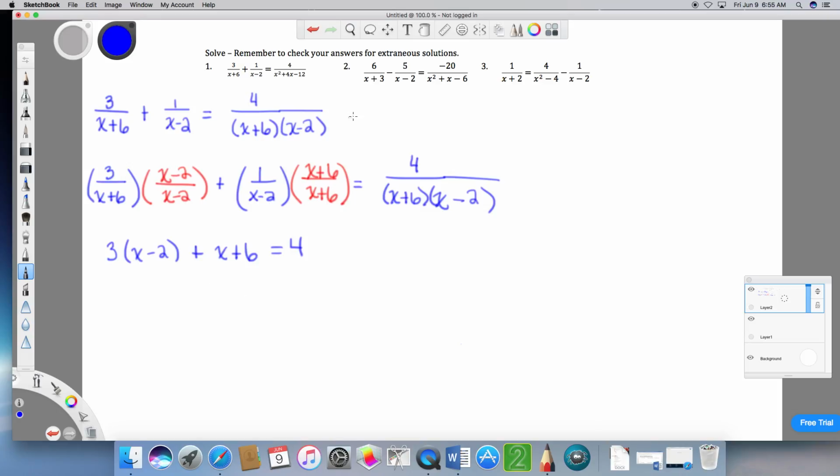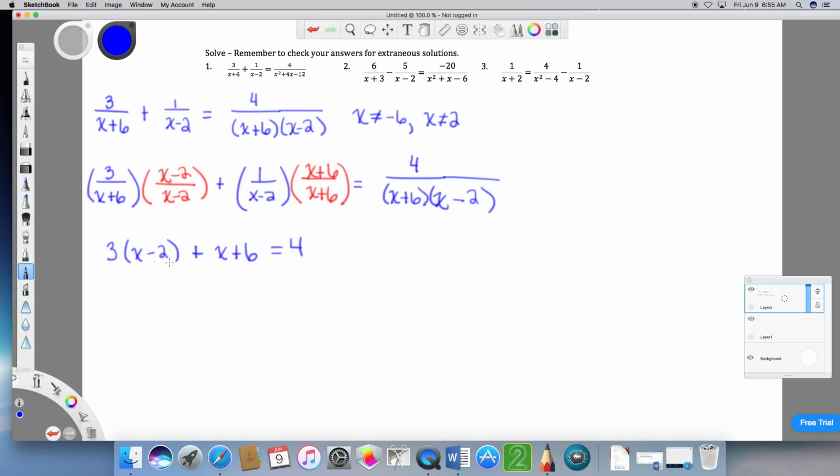Now, at some point, I probably should make the remark that I can't have in my solution set a negative 6, and I can't have in my solution set a positive 2, because there's no way that those two values could satisfy the original equation, because they would have terms that are undefined.